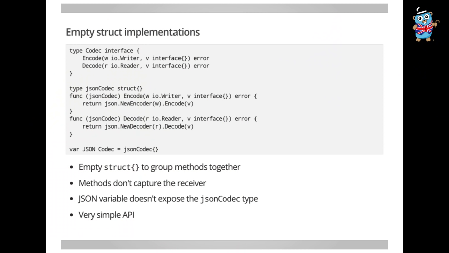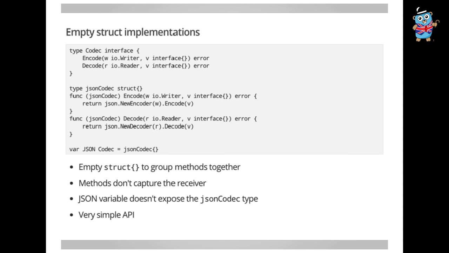Another one, empty struct implementations. Sometimes you have an interface like codec, and you want to implement that codec. Well, you can do it like this with an empty struct that essentially is just a collection of the methods that implement that interface. Since there's no state in here, there's no need for it to be anything more complicated. And you can see that the receiver, the JSON codec here, we don't capture it. It just says the type. And that also makes it clear that we're not going to store any state. So it's another nice thing to do.